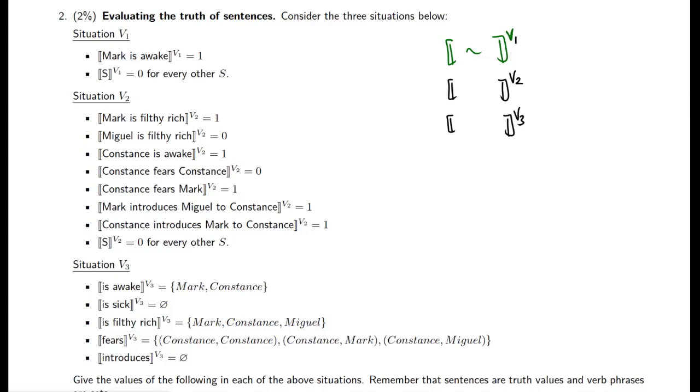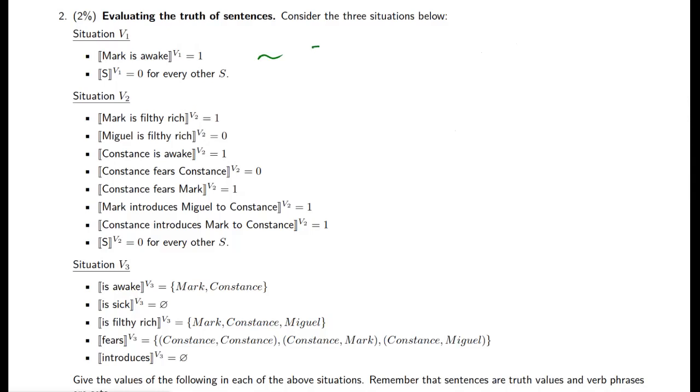Okay. And basically, we're describing what's in those universes. And we're doing them in slightly different ways. So in situation V1, we're specifying that one sentence is true and every other sentence is false. But sentences are truth values, and verb phrases are sets or relations. So to help you out with V1, when we say something like, Mark is awake, this is a full sentence. This is a truth value.